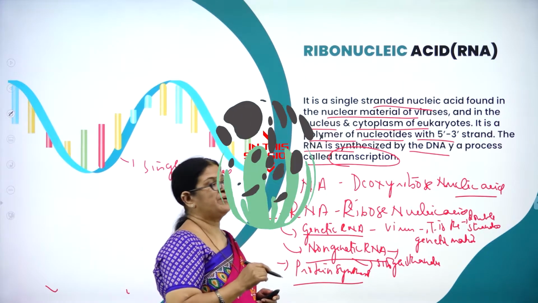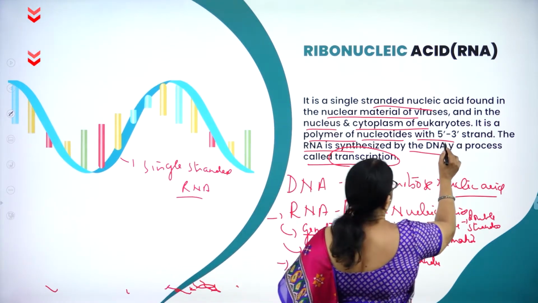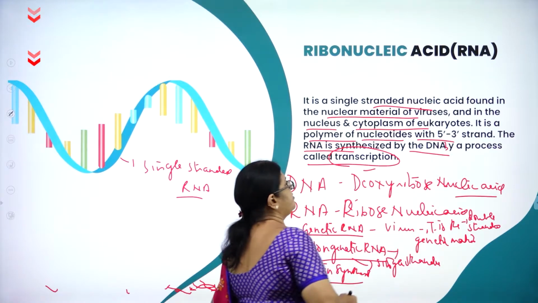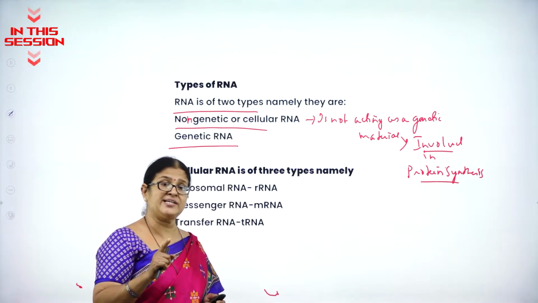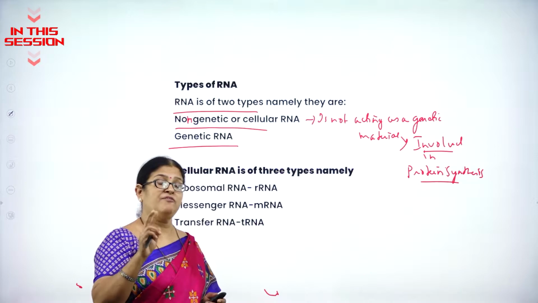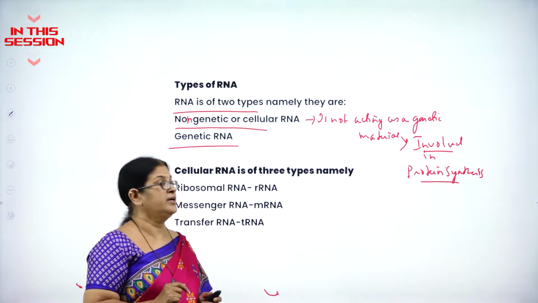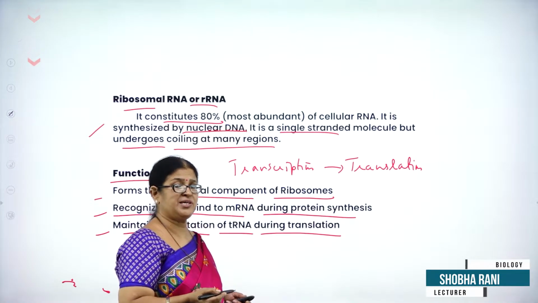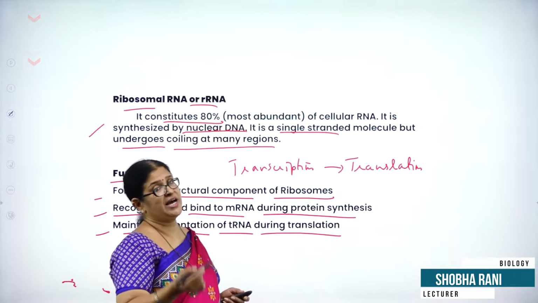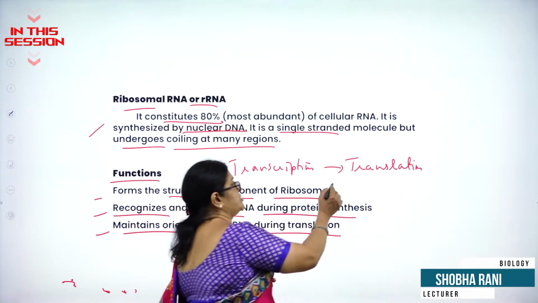RNA is synthesized from DNA by a process called transcription. When it is acting as non-genetic RNA, it will always be single-stranded. mRNA passes on the genetic message to tRNA, from tRNA to rRNA, and that process is called translation.